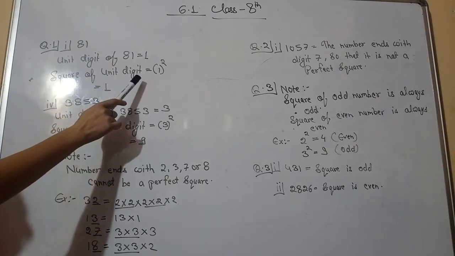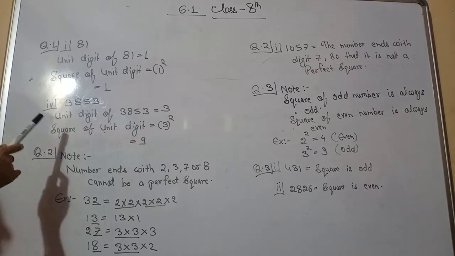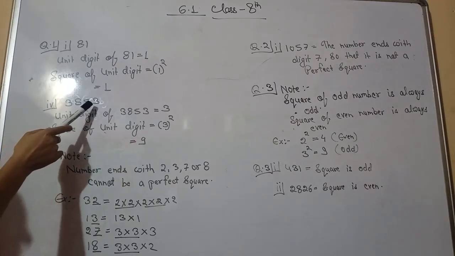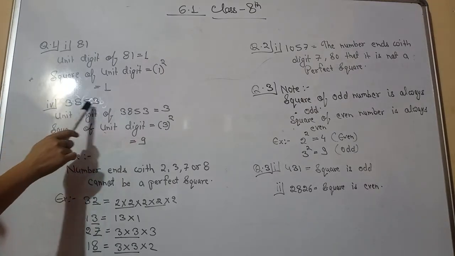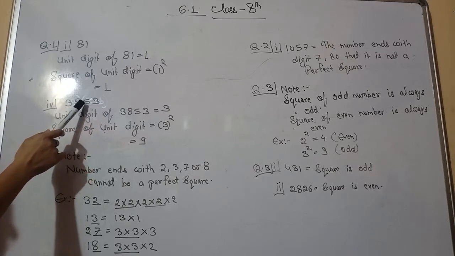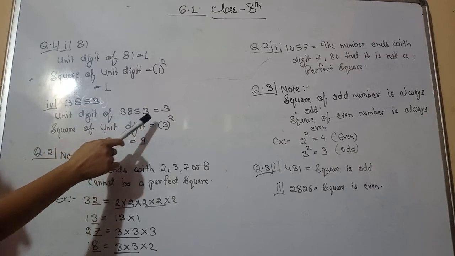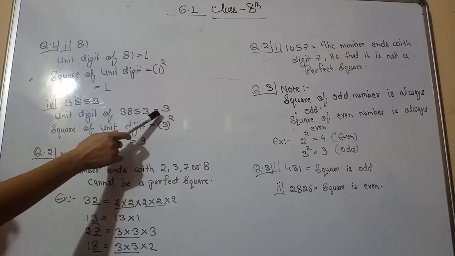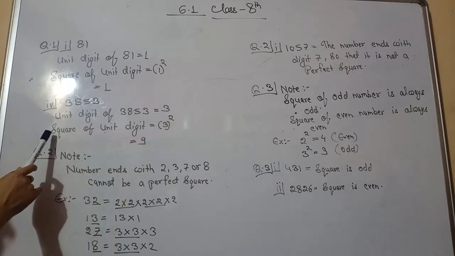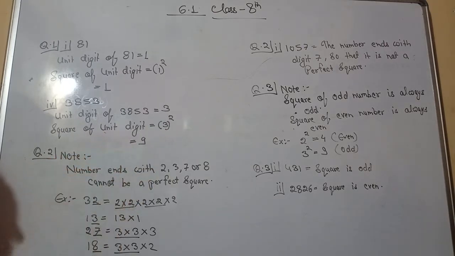Now what is the square of this unit digit? The square of this unit digit is 1. Similarly, for option number 4 of question number 1, you can see 3853. Here, what is the units digit or ones digit of this number? Ones, tens, hundreds, thousands. So this is the unit digit. So the unit digit of 3853 is 3. Now after finding the unit digit, what do we have to do in this question? We have to square the unit digit. So what is the square of this unit digit? That is 9. So this is how you have to solve question number 1.